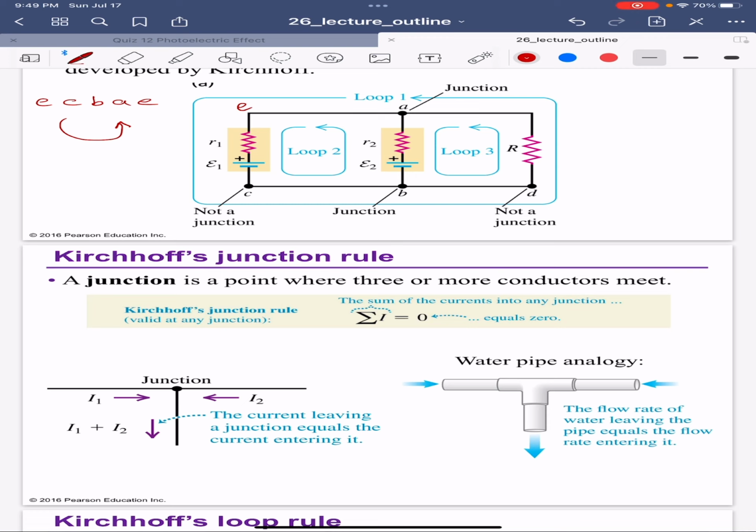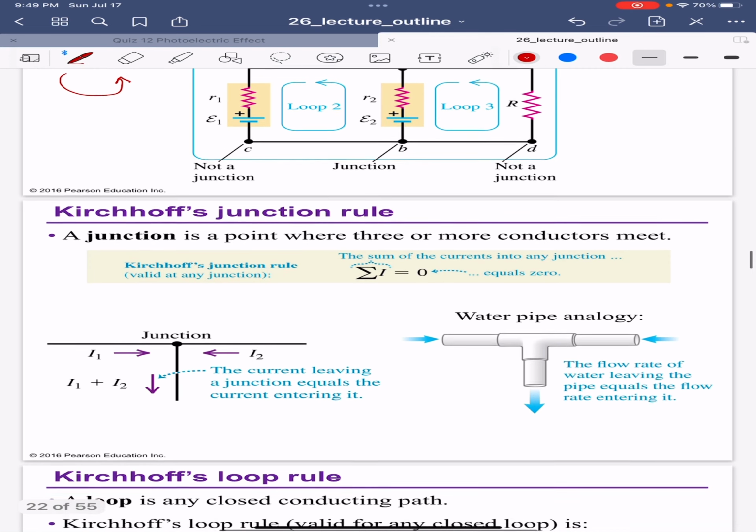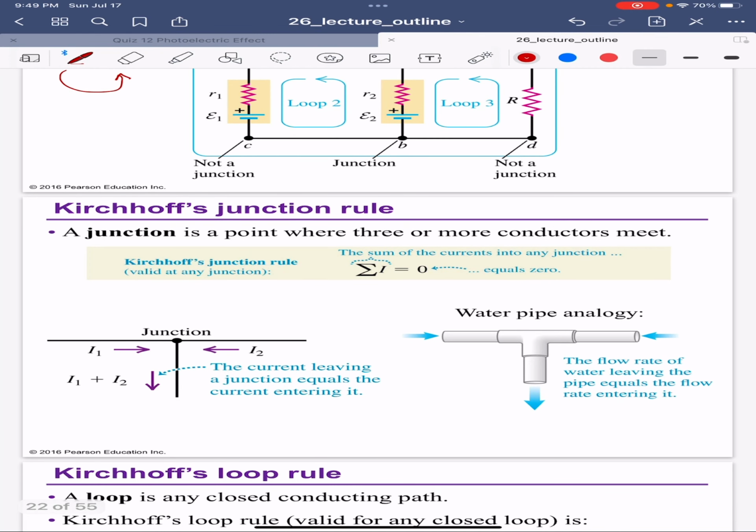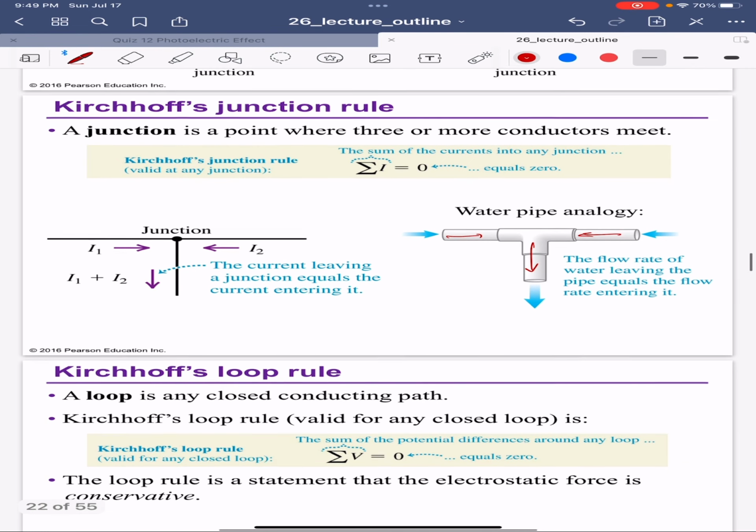And we say here the sum of the currents into any junction equals 0, which means sigma in equals sigma out. Here, for example, I have I1 going into the junction, I2 going into the junction, and then in that branch here, we're going to have I1 plus I2. Very similar to a water pipe, where some of the water is flowing through this part and some through this part, and then they're both going through this way here.